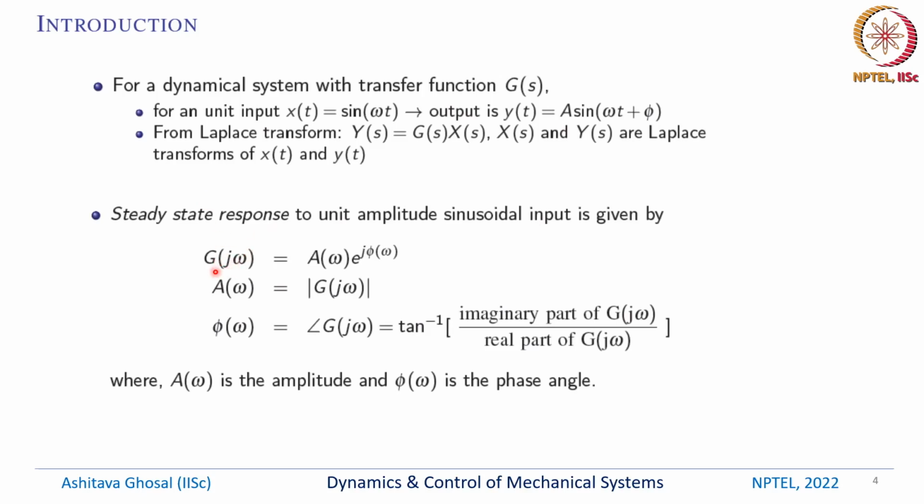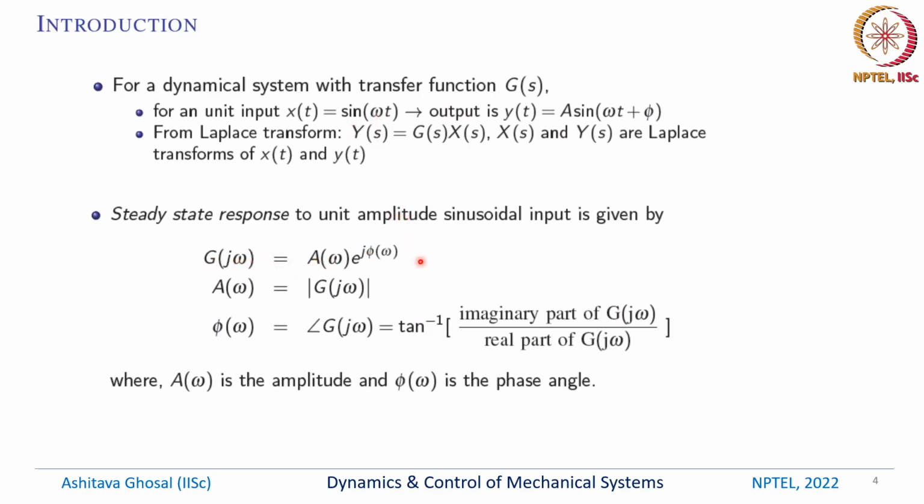The steady state response to a unit amplitude sinusoidal input, basically 1 into sin(omega t), is denoted by G(j omega), and it can be written as A(omega) into e to the power j phi(omega). So e to the power j phi is nothing but cos phi plus j sin phi. Both this phase phi as well as the amplitude are a function of the input frequency omega.